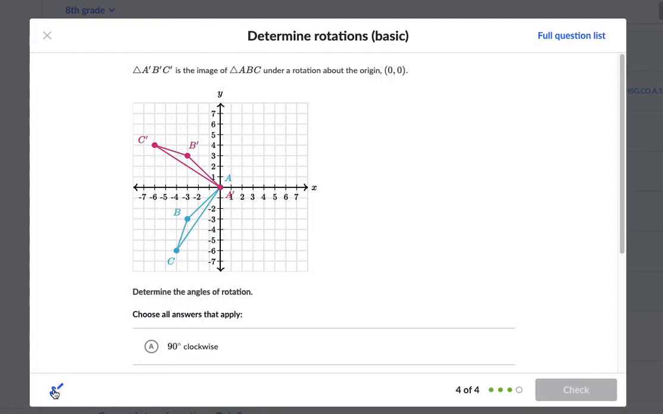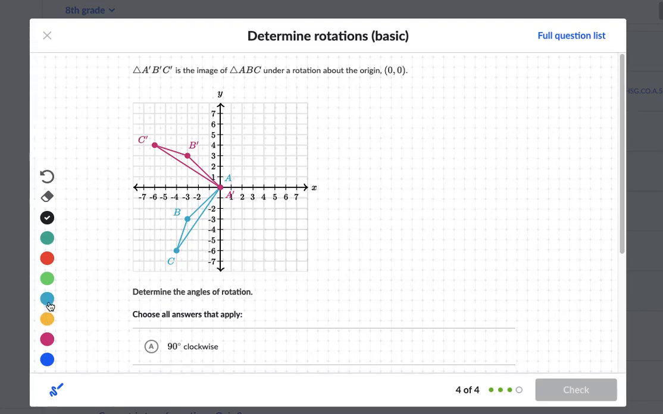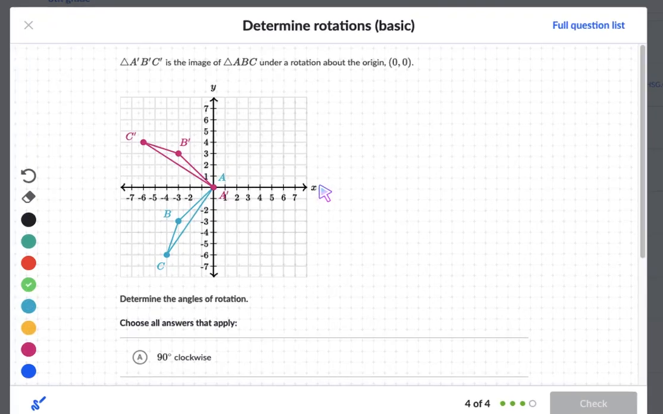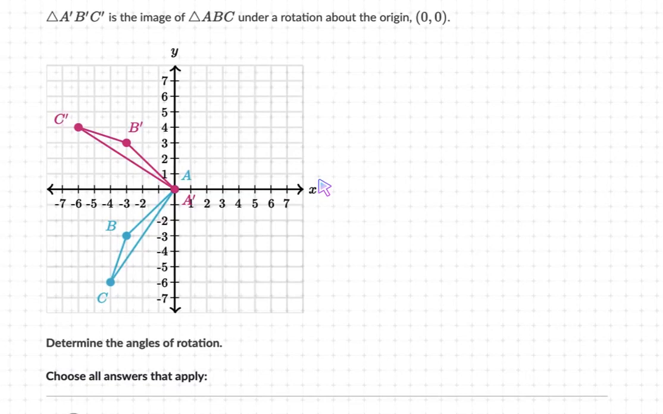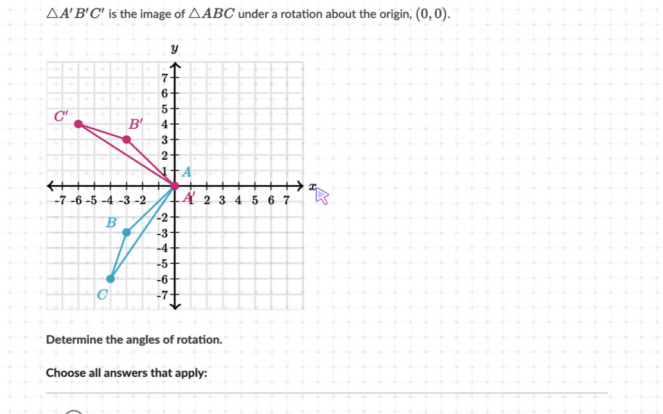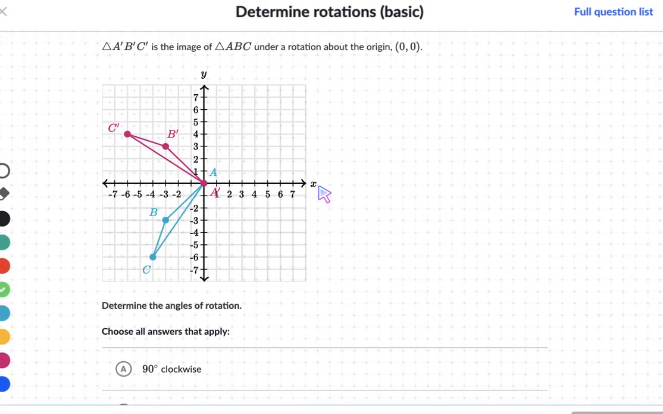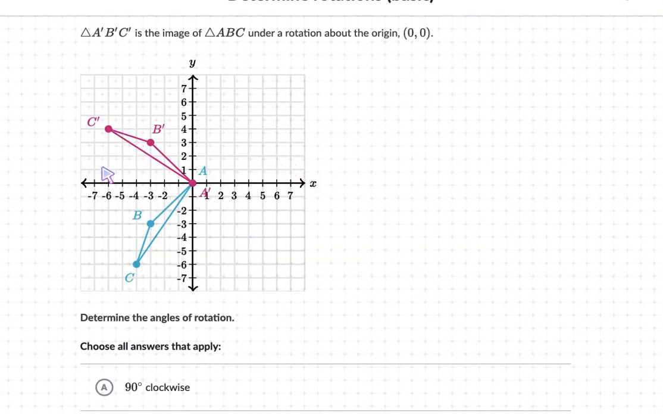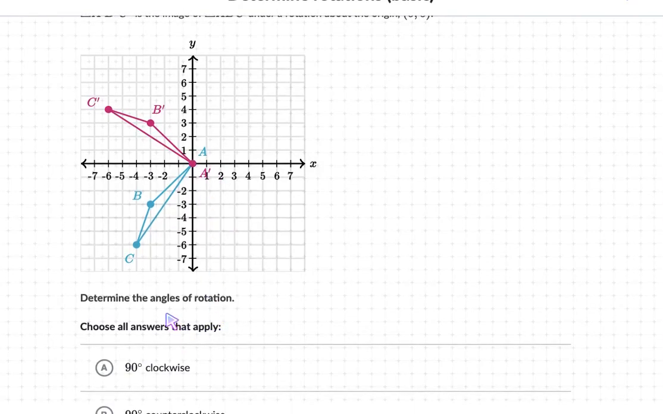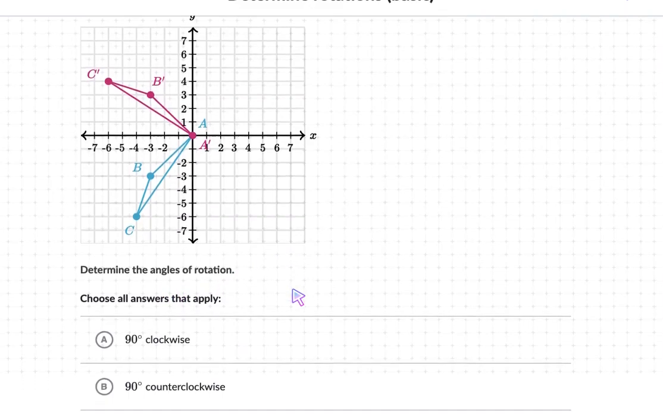The other type of problem that they can give you is determining rotation. So that's where the rotation has already been performed and we have to figure out what happened. So here they said that triangle A prime, B prime, C prime, so this one, that means it's the newer image, is the image of the original ABC under the rotation about the origin 0, 0. Choose all answers that apply. So there's going to be more than one answer here.